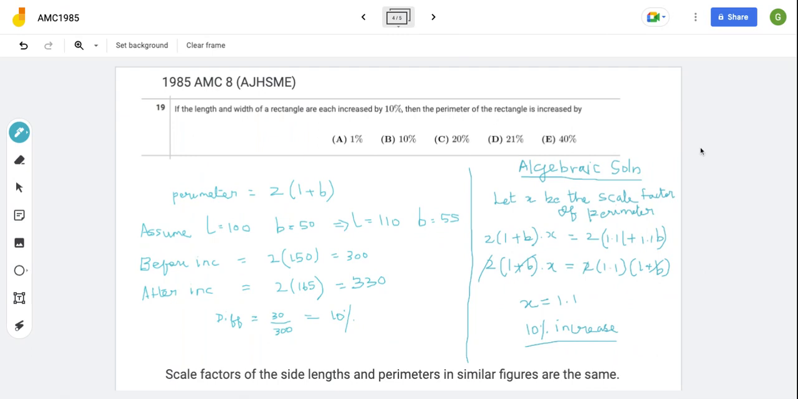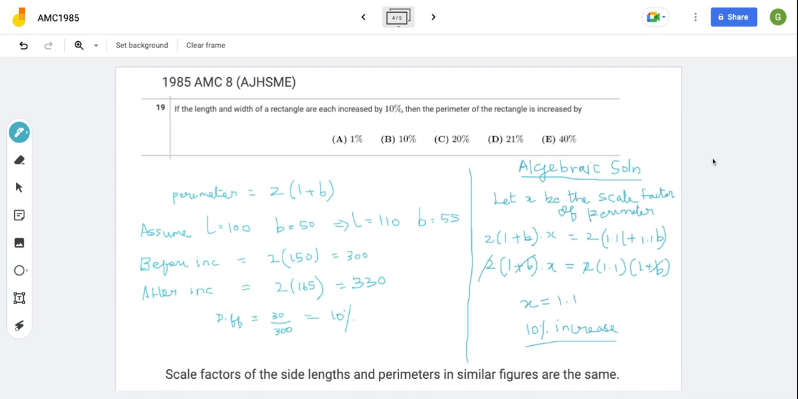Okay, so this is a very simple one. If you understand the logic, you will be able to do any kind of problem which is asked in the same way. So the length and width of a rectangle are increased by 10%. Then what is the perimeter of the rectangle increased by? Okay. So they have given various percentages. Now there are two ways to solve this problem. Both of them will yield the same answer.